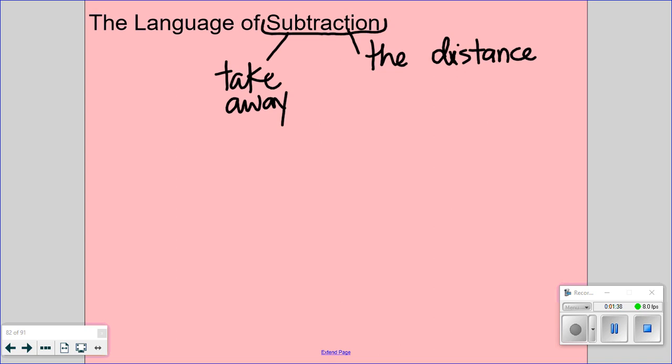The distance or difference, we were talking about that yesterday. Between two numbers. These are the two ways that you can think about subtraction when you're reading a subtraction equation. So we're going to practice reading some equations. You don't need to write anything down.